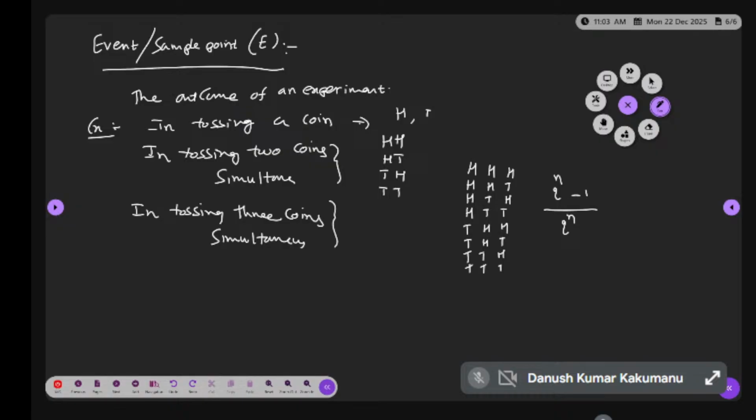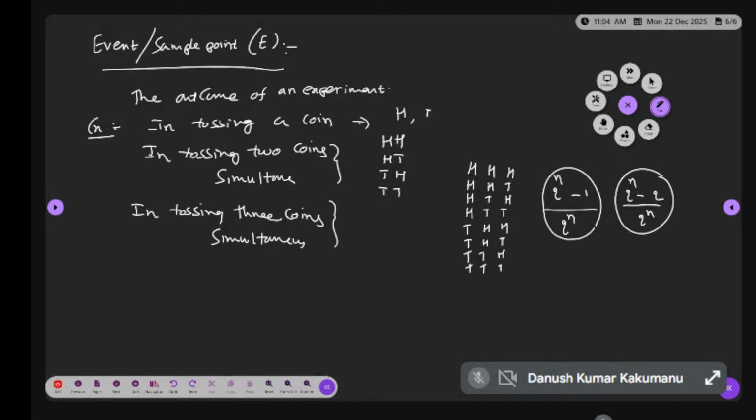At least one head. If n coins are tossed, total possibility is what? 2 power of n, total possible outcomes. Out of that, at least one head is what? 2 power n minus 1. At least one tail also comes as 2 power n minus 1 divided by 2 power of n. Everybody understanding? Now, if I ask you at least one head and one tail, what is your answer? 2 power n minus 2 divided by 2 power n. This is for at least one head and one tail, while the previous one is for at least one head, or you can say at least one tail, when n coins are tossed. Is it clear to all of you? Yes.